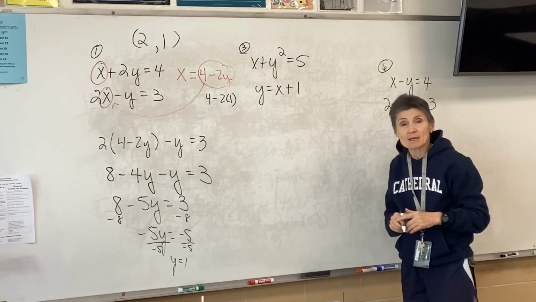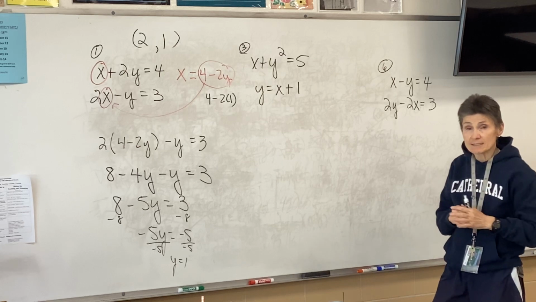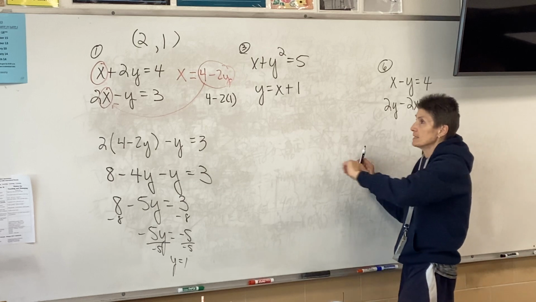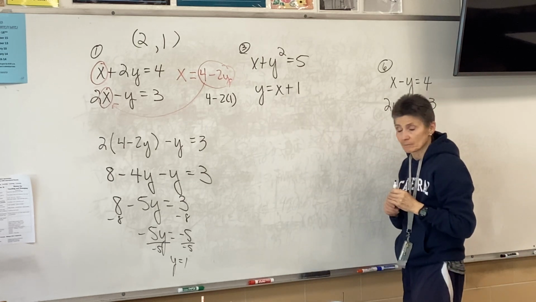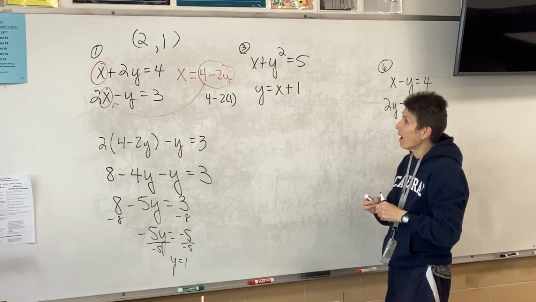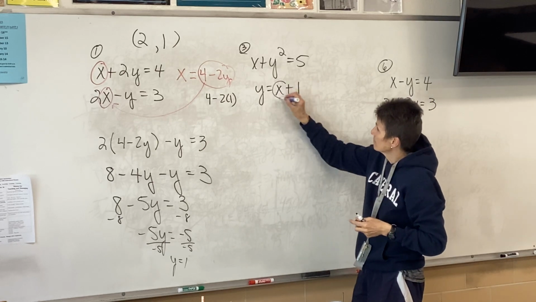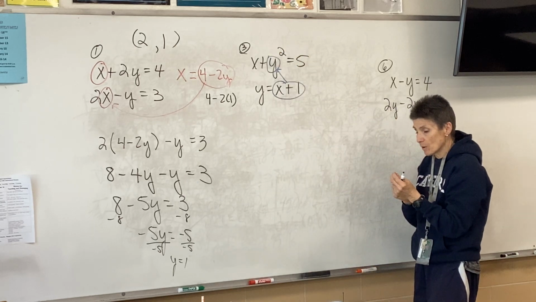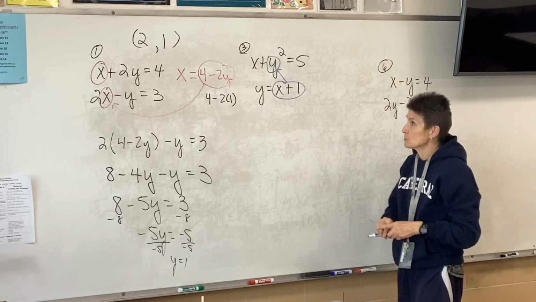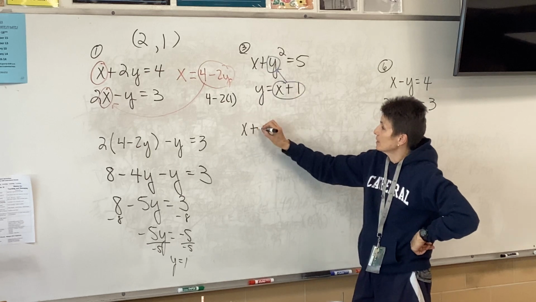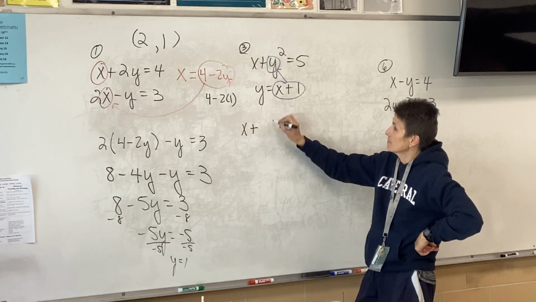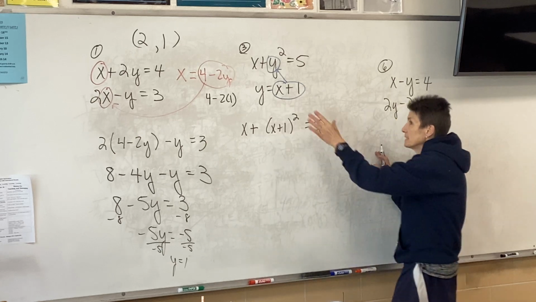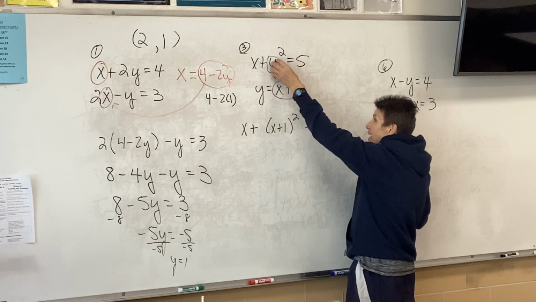All right, we're doing the same thing with this problem. Only the good news is, now the bad news is I know you see a square. Don't worry. The good news is y is already by itself. So we're going to take this y value right here, and we're going to plug it in right here. We know that y is x plus 1. So that top equation says x plus 1 squared equals 5. I'm taking whatever y equals and plugging it in.